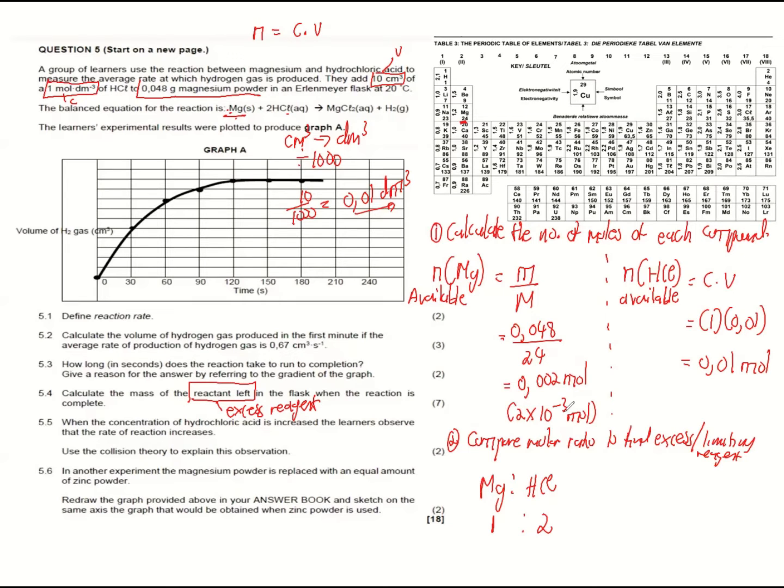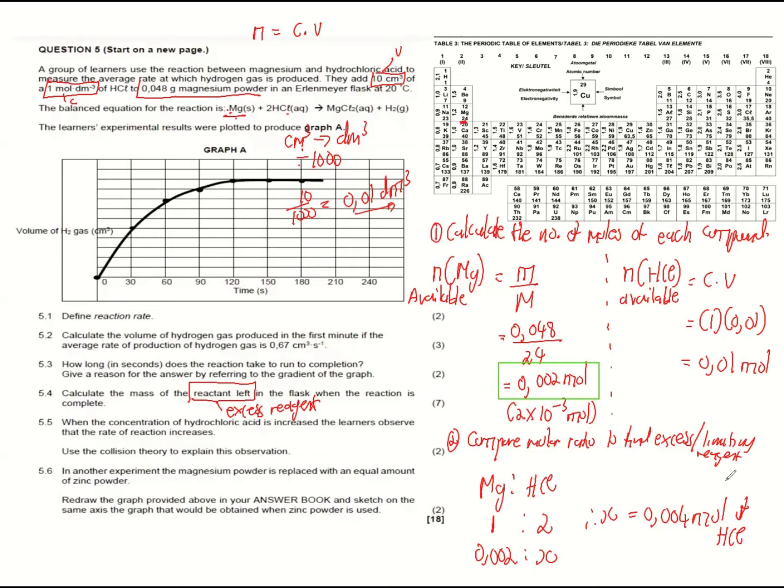So let's use our magnesium as the reference. If we are to react all of the magnesium here, how much of the hydrochloric acid would actually be needed to react with all of that magnesium? So we have to put all of the magnesium here and say how much of the hydrochloric acid is needed. So X. Now if we cross multiply here, this will give us 2 multiplied by 0.002, which gives X equal to 0.004 mole of hydrochloric acid.